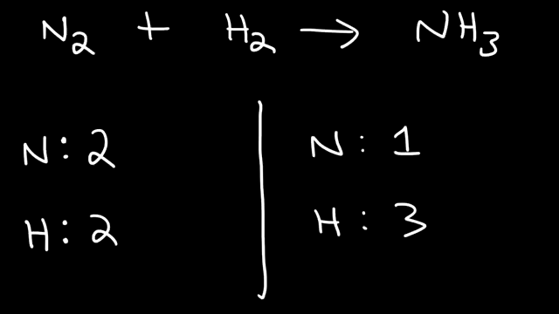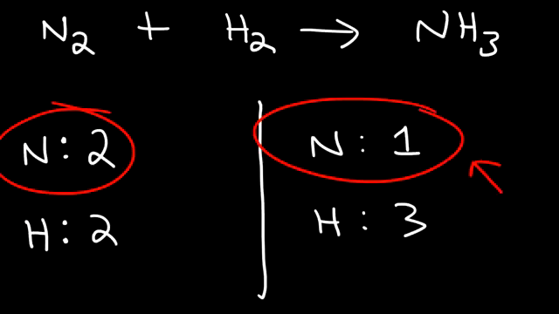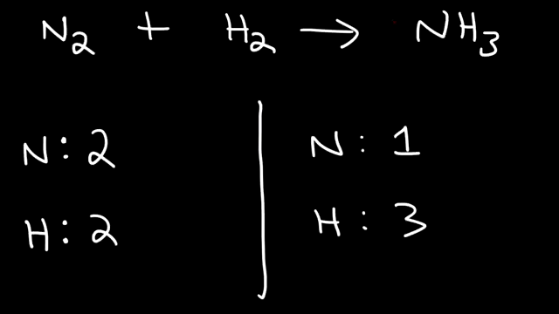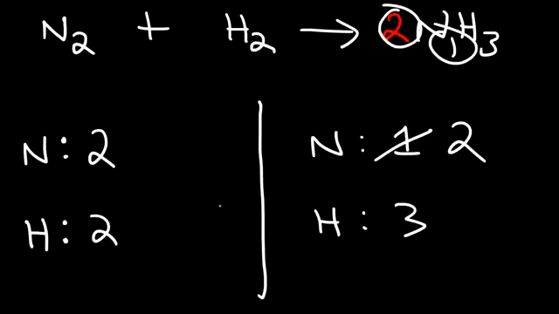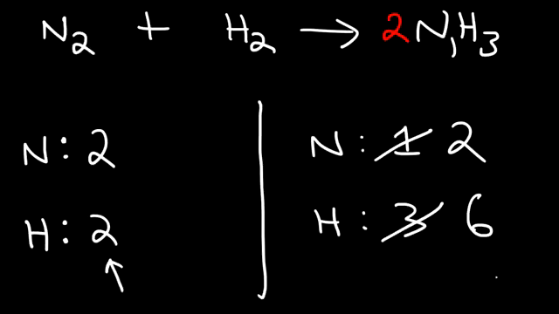Well, for one thing, we can balance the nitrogen atoms by multiplying this number by 2. So let's put a 2 in front of NH3. So now we have 2 nitrogen atoms. 2 times 1 gives you 2. Now, how many hydrogen atoms do we have on the right side? Well, if we multiply 2 by 3, that will give us 6. So we need to change this number. Now, these two are not equal. So how do we make them equal?